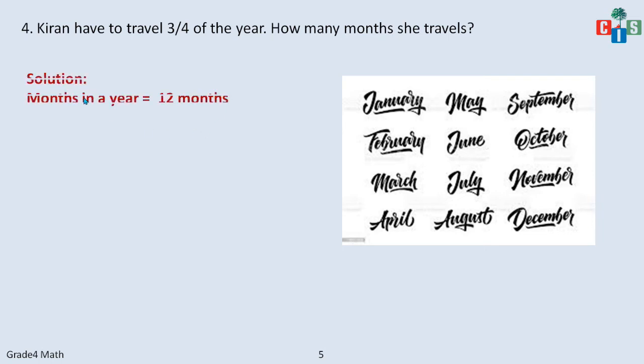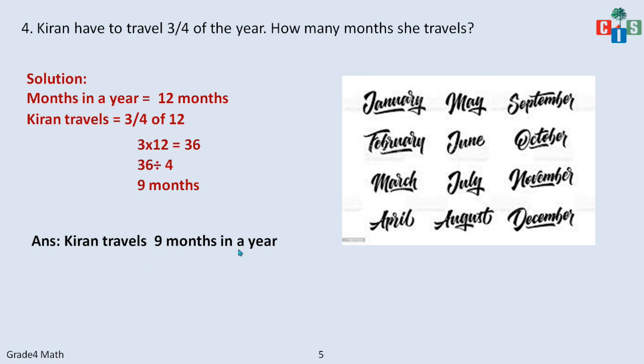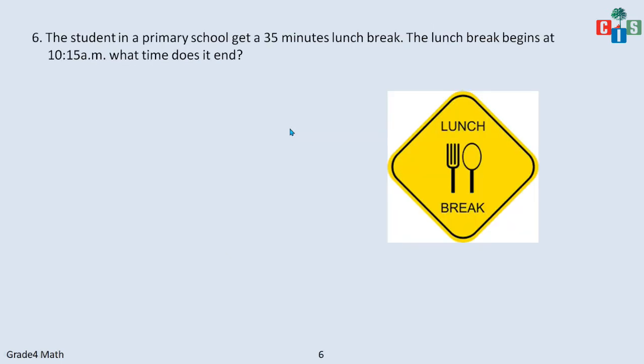Okay. Starting with the solution, months in a year, you have 12 months in a year, and Kiran travels only 3/4 of a year. So 3/4 of 12 you have to find out, and for this you will multiply 3 by 12 first of all, and you will get 36, and then the remaining 4. 36 will be divided by 4, which will give you 9 months. Clear? Not 9 years. And my final answer will be Kiran travels 9 months in a year. Fine. Now moving on to the next question.